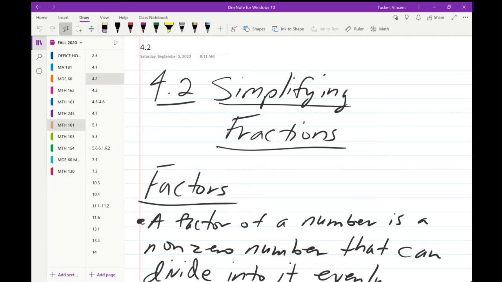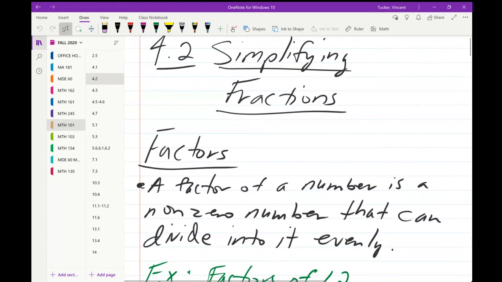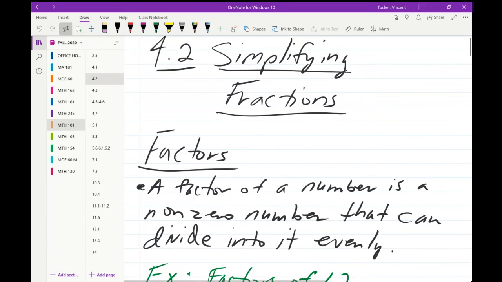All right, so today we're starting off with 4.2, simplifying fractions. All right, so we're starting off talking about factors. A factor of a number is a non-zero number that can divide into it evenly.